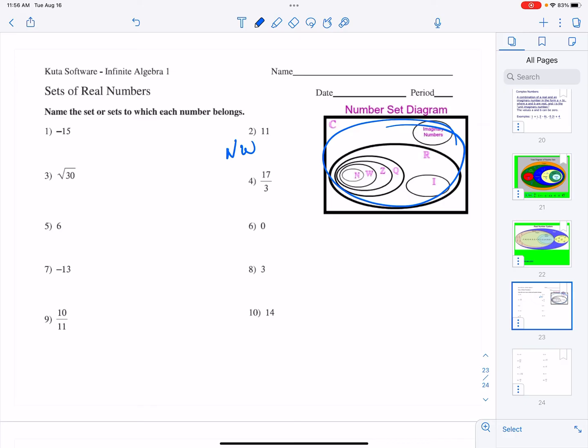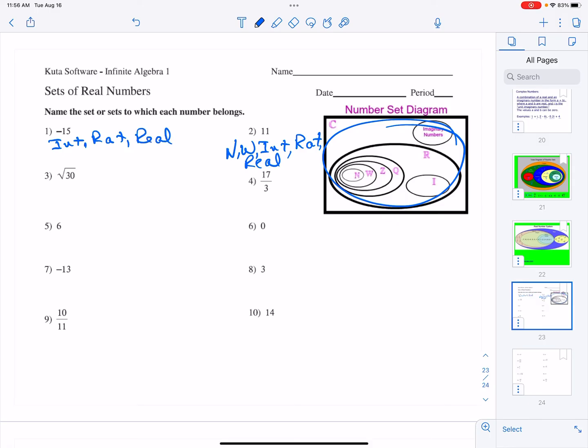Is it an integer? Yes. So we would put INT for integer. And then if it's all of those, then we know it's also going to be rational. So we'll put RAT for rational. And if it's rational, we know it's also going to be real. Okay. So now let's come back to the -15. Would it be a natural number? No. Would it be a whole number? No. Is it an integer? Yes. So we would start by writing integer. And then if it's an integer, I know it's going to be rational, and I know it's going to be real.